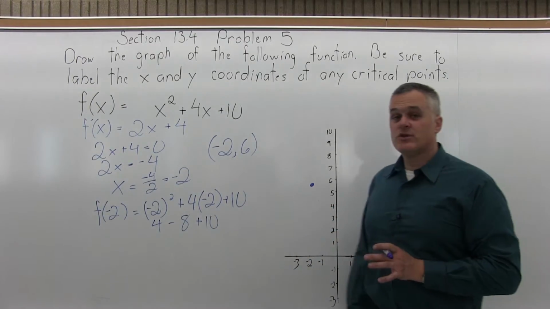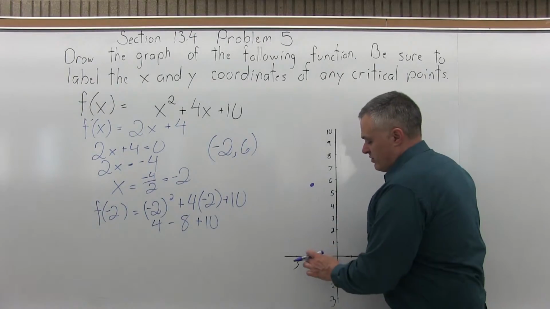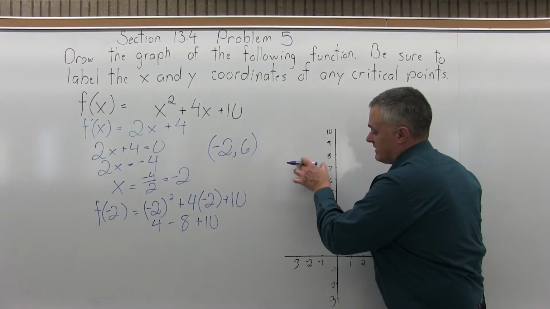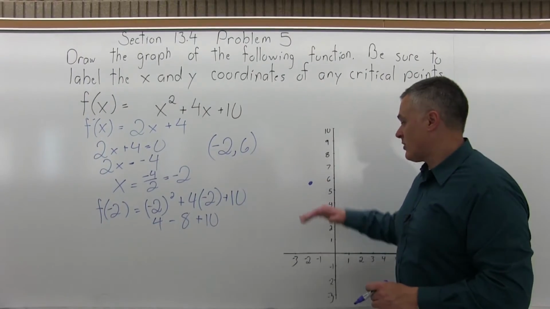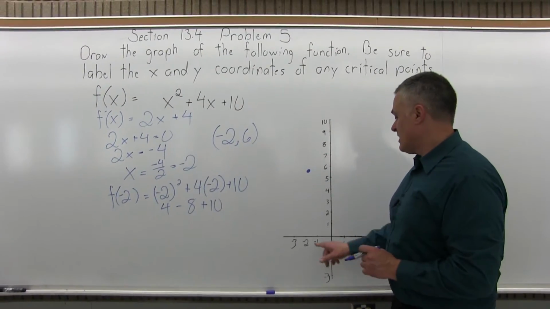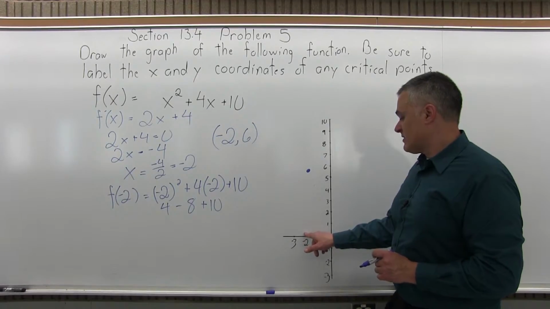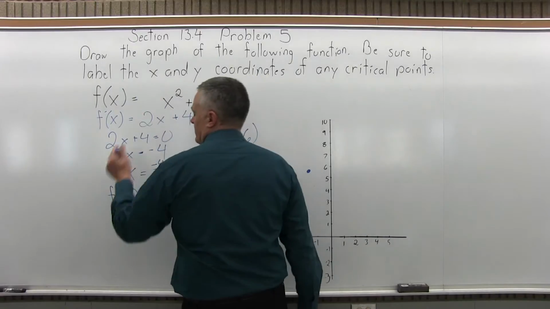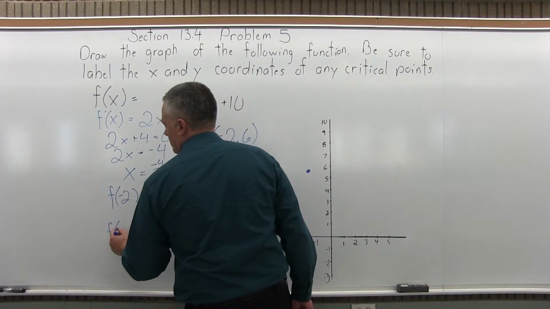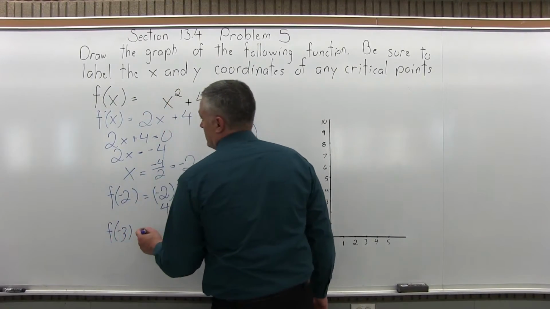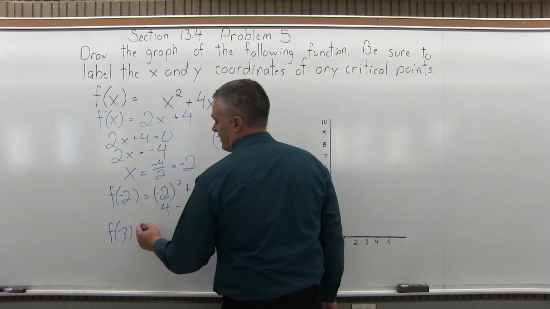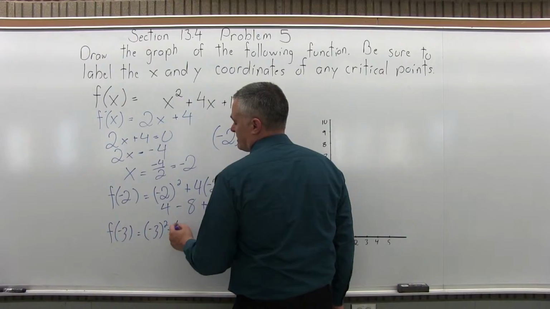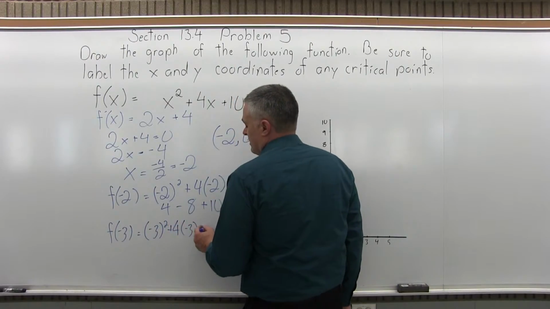So to find out which one of those two it is, I'm going to put in an x value just a little to the left and a little to the right of my critical point and see if it's a little higher or lower than where my tangent line flattens out. So my critical point has an x value of negative 2. Let's try negative 3 and negative 1. So first, negative 3, plug it into f of x. F of negative 3 is x squared will be negative 3 squared, plus 4 times x is 4 times negative 3, plus 10.